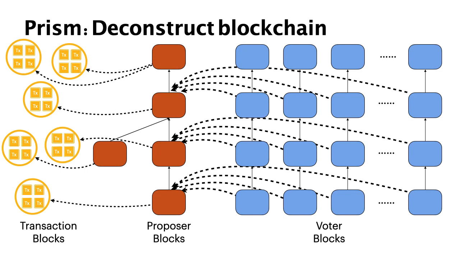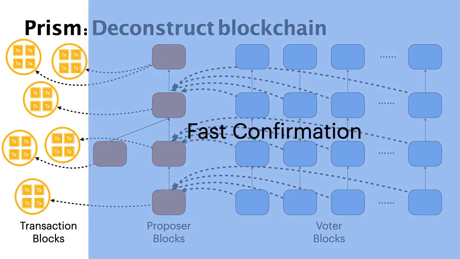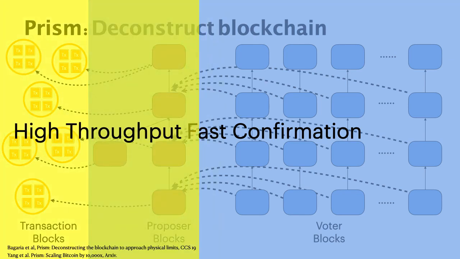One proposer block can refer to as many transaction blocks as possible. This just means one proposer block can refer to many transaction blocks, and one transaction block can contain many transactions. As a result, one proposer block can refer to a large number of transactions, and in this way, Prism increased the throughput to a very large number. To conclude, proposer blocks and voter blocks ensure fast confirmation, and proposer blocks and transaction blocks provide high throughput.